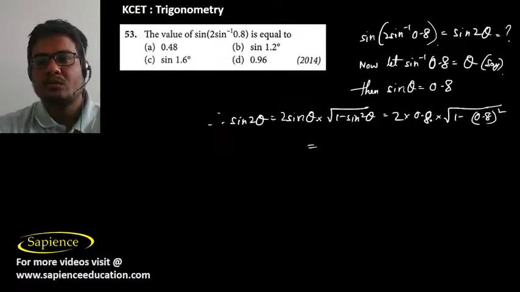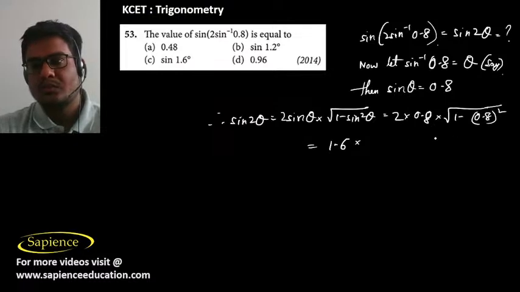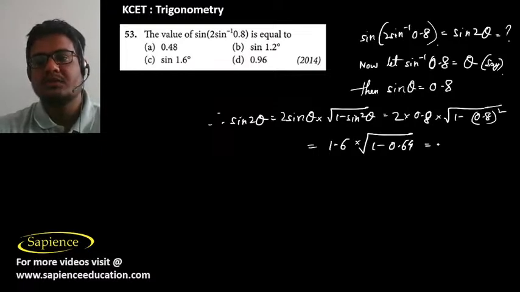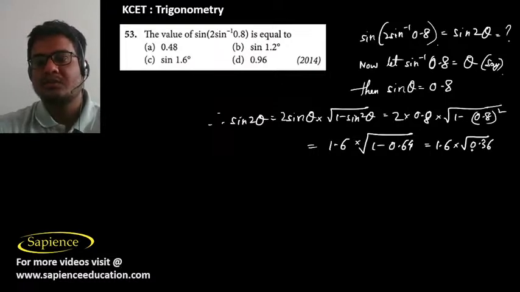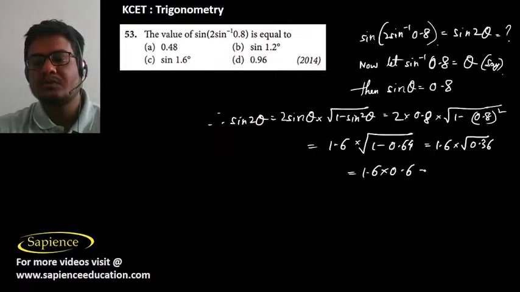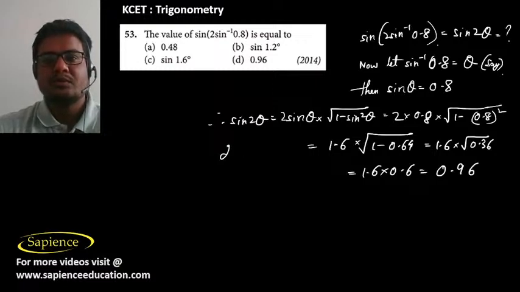So that will be equal to 2 into 0.8, which is 1.6, into square root of 1 minus 0.64, which is 0.36. So 1.6 into square root of 0.36, which is 0.6. So 1.6 into 0.6 is equal to 16 6s are 96. So that is 0.96. So option D is the correct answer.